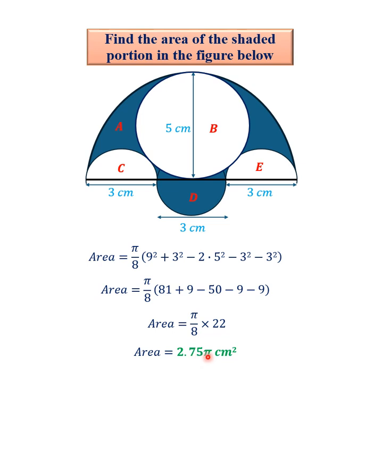If you want, you can multiply 2.75 by 3.142, which is the value of pi. Or you can do that by multiplying it with 22 over 7, which is the approximate value of pi, right? So I've left mine in terms of pi. You can decide to put the value of pi and multiply it by 2.75, and that is equally fine. So the area of the shaded portion is 2.75 pi centimeter squared, and that is what we've got.